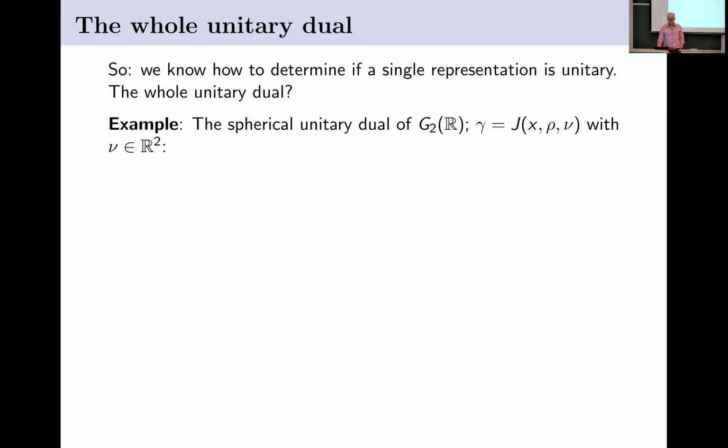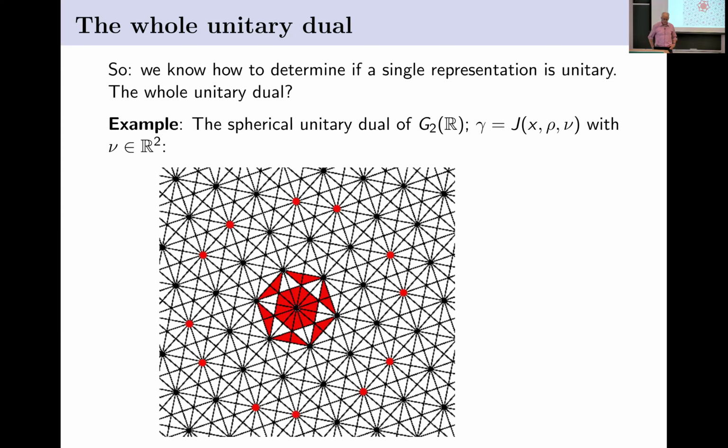That's a different question. So the canonical example to have in your brain is the spherical unitary dual of G2. Gamma, the representations here, they all have the same x and rho. X is the open orbit and rho is rho. And nu is an element of R2. And here's a famous picture from David's paper in the 80s about the unitary dual of G2. So this is a family of nus, and the ones in red are precisely the unitary ones.